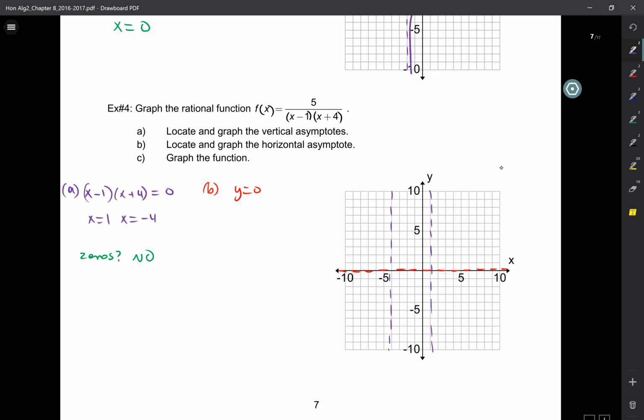Now we have 3 regions. What's the easiest one to pick where it's going to be positive or negative? Let's take a look. So here I have x equals 0. If I plug 0 into the x's, is the value of the function going to be positive or negative? Negative. So that means in this region, the graph is negative.